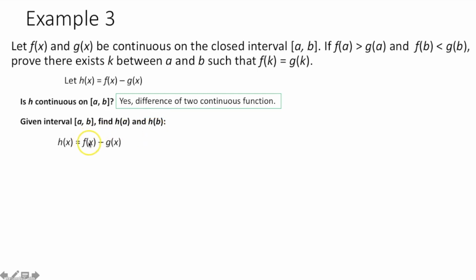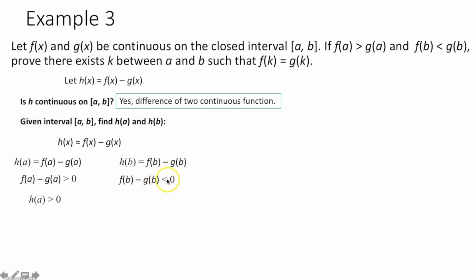So let's look at this. h of x is equal to f of x minus g of x. If I were to plug in a, I would get h of a is equal to f of a minus g of a. And we look up here, f of a is greater than g of a, meaning that if we subtract these two values, we get a positive number. You then plug in b to your new function up here, and you get f of b minus g of b. Now you see up here that f of b is actually less than g of b. So if you do a lesser number minus a greater number, you're going to create a negative number. So f of b minus g of b is negative, therefore h of b is less than 0.